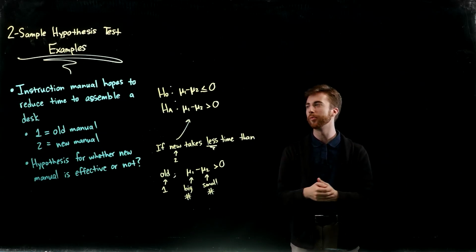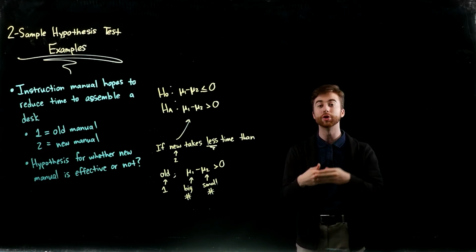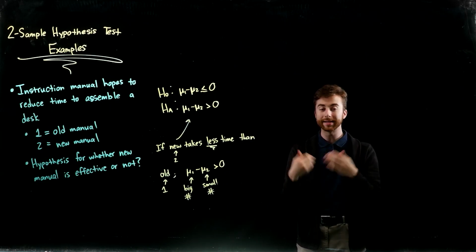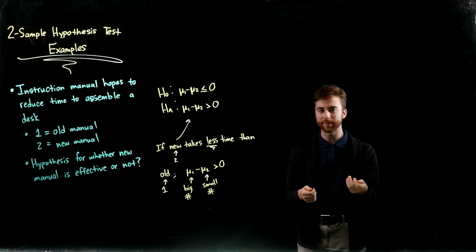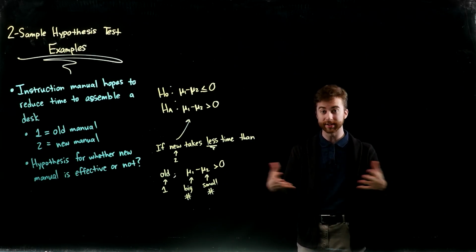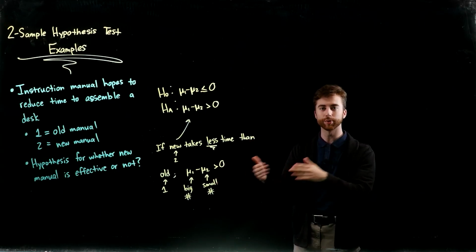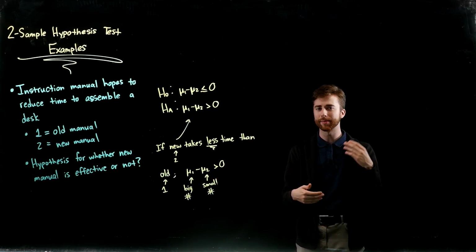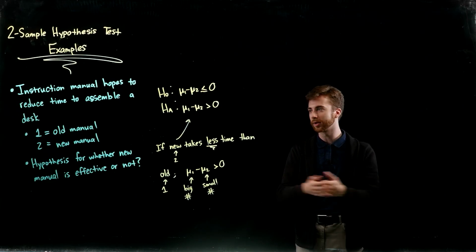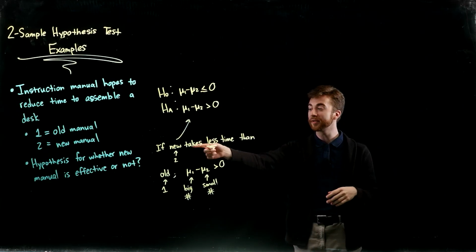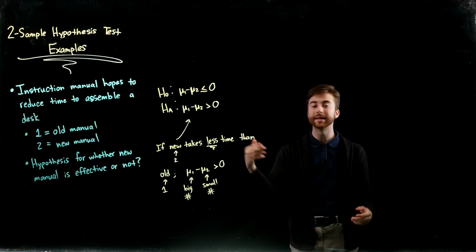So example one, we have a new instruction manual for a desk. We're hoping that with this new instruction manual, it takes less time to assemble this desk than it did with the old manual. So it's a better manual, takes less time, probably less redundant, fewer steps, and so forth. So the hypothesis is whether or not the new manual is effective.